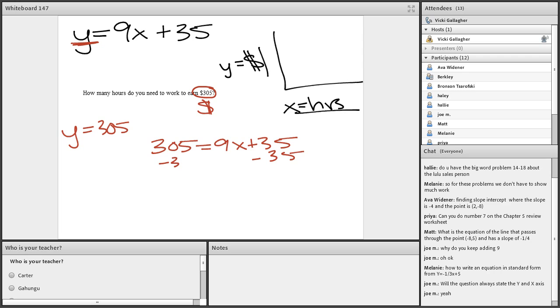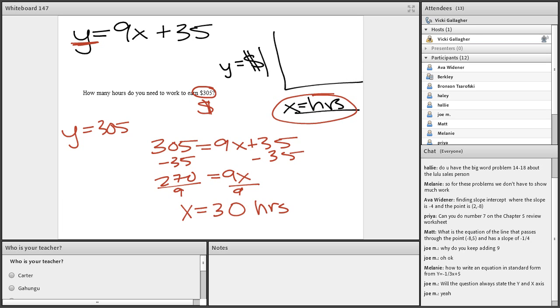So I'm going to minus my 35 and divide by 9, and I get x equals 30. And if I look over here, my x had a unit of hours, so I would write 30 hours. And I think actually, because tomorrow's test will have a word problem like this, we gave you enough space on the test that you could write us out a full sentence. Like, you need to work 30 hours, right? So just make sure you're writing a sentence that makes sense. All right, so that was a word problem.